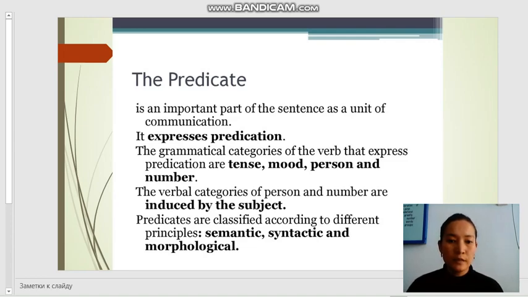And the predicate as well is an important part of the sentence as a unit of communication. It expresses predication. The grammatical categories of the verb that express predication are tense, mood, person and number. The verbal categories of person and number are induced by the subject. So we cannot imagine the sentence without the subject. And predicates are classified according to different principles: semantic, syntactic, and morphological.